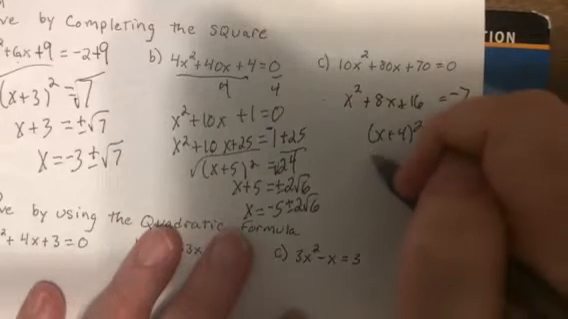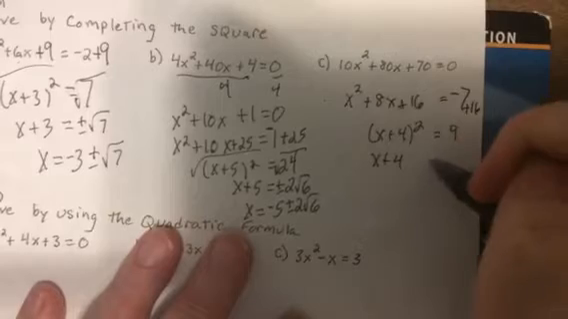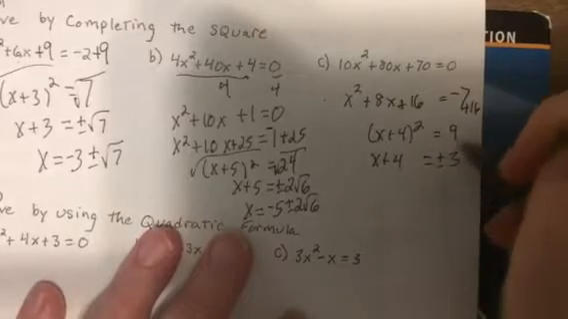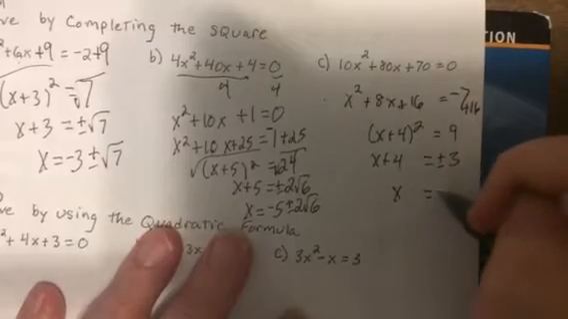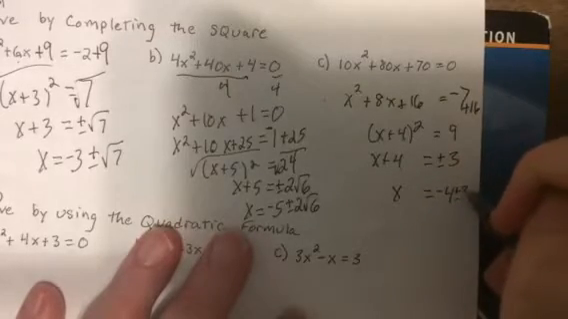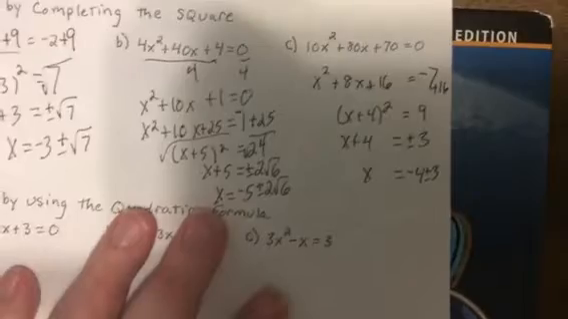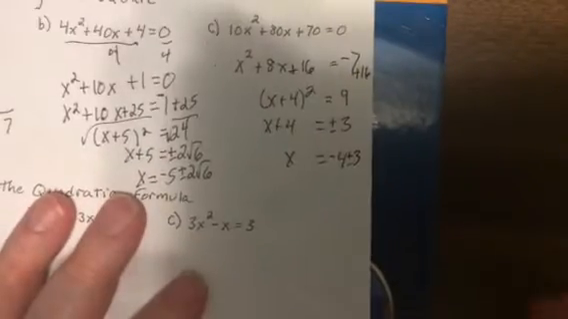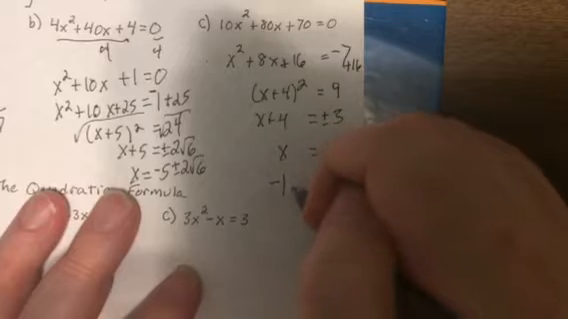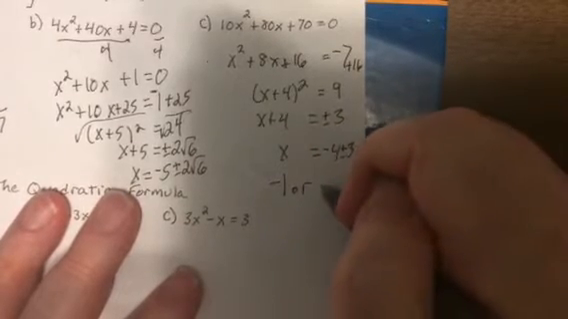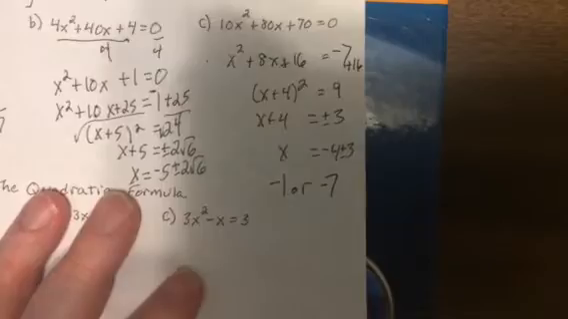Okay. Square root both sides. X plus 4 equals plus or minus 3, because the square root of 9 is 3. Subtract 4. Now, a lot of people stopped here. But you got to simplify. Negative 4 plus 3 is negative 1, or negative 4 minus 3 is negative 7.